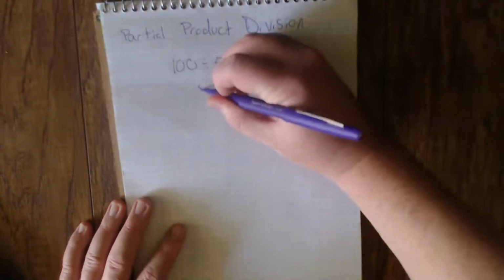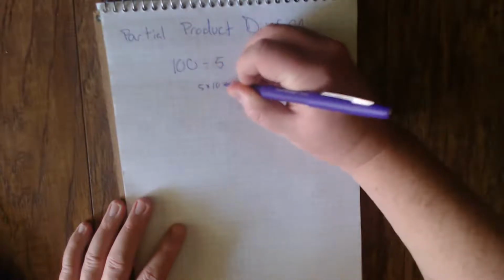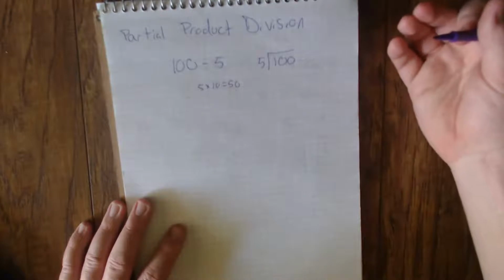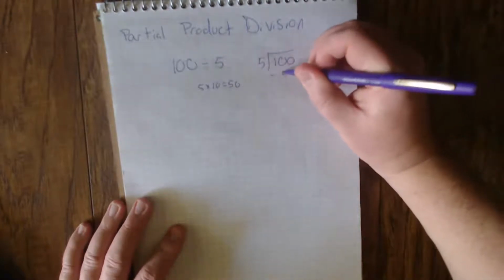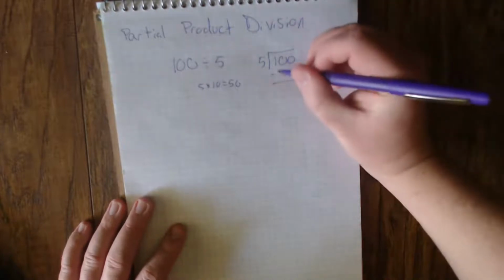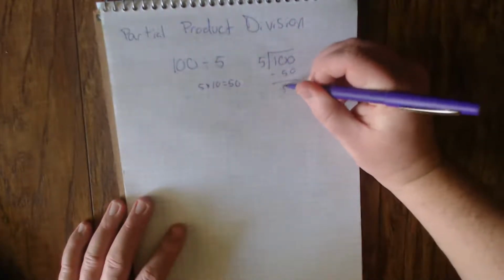So I know 5 times 10 is equal to 50. Now, because I know 5 times 10 is equal to 50, I can just subtract 50 right here. Okay, because division just involves a lot of subtraction. So if I do 100 minus 50, I get 50.